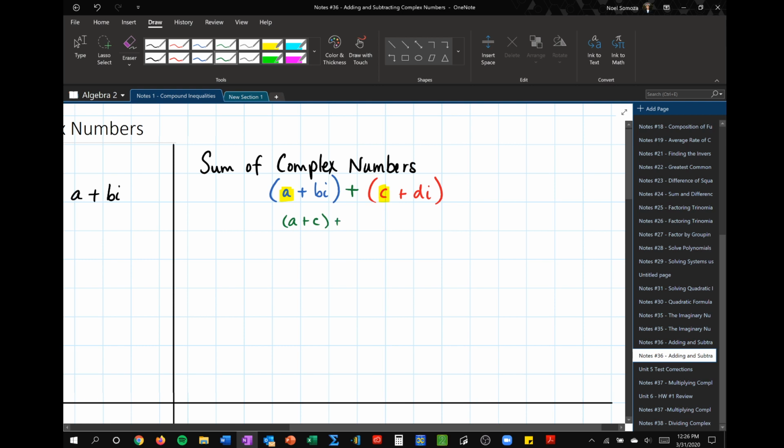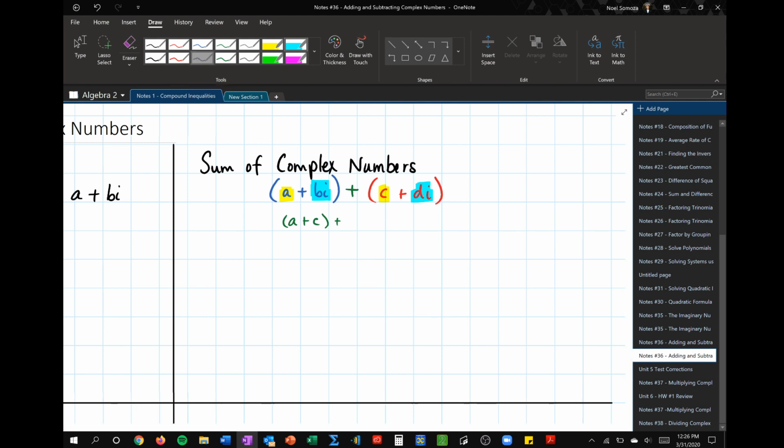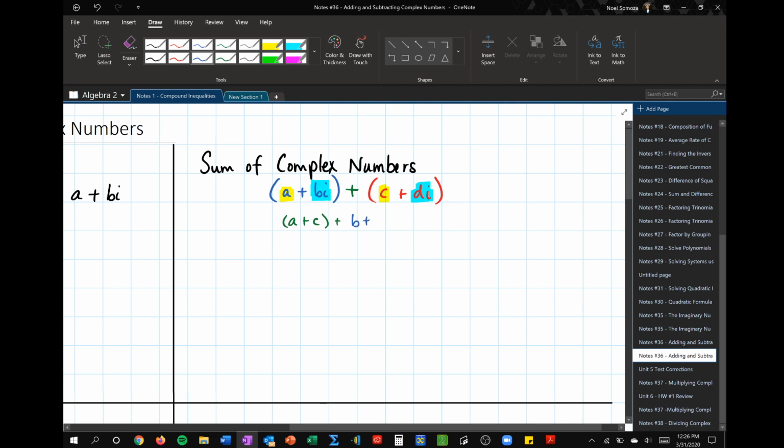And now plus, I can add the imaginary numbers together. So I have bi and di. I can add the b and the d together. If I add the b and the d together, they still have an i attached to them. It's only one i.